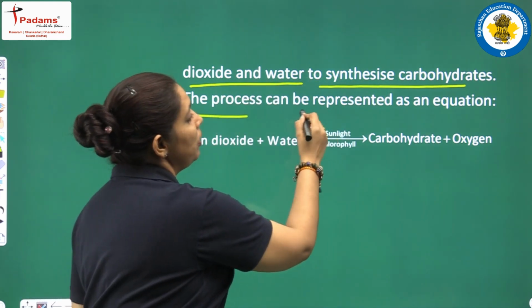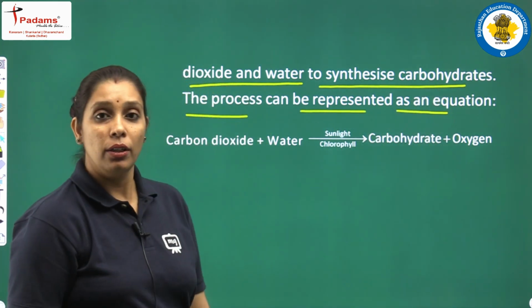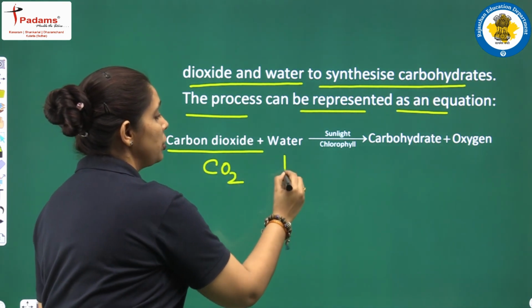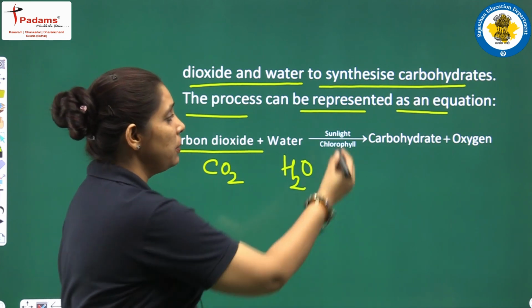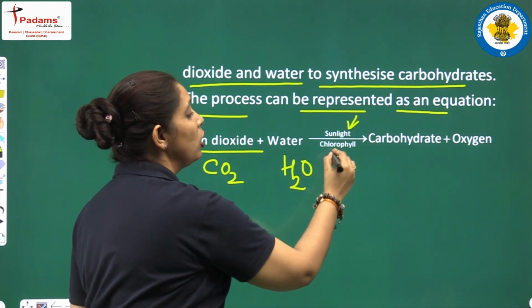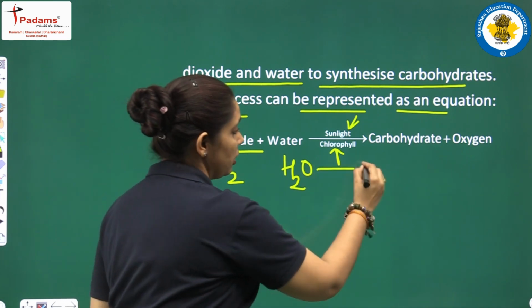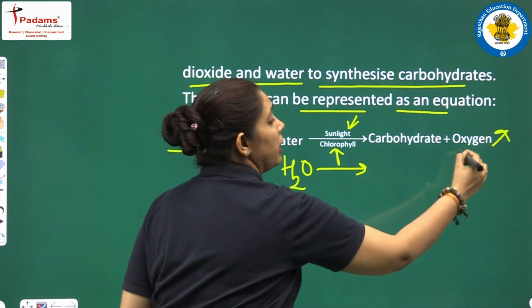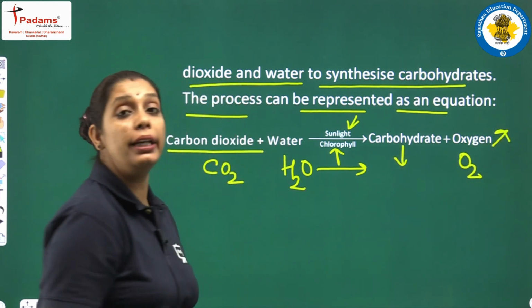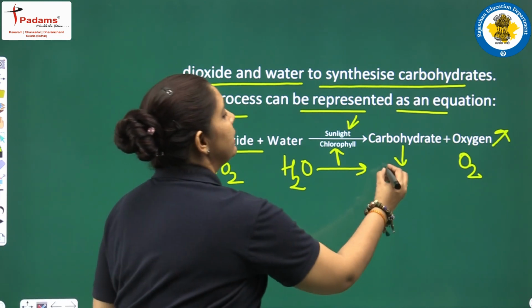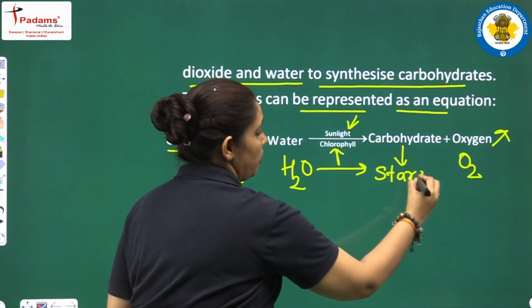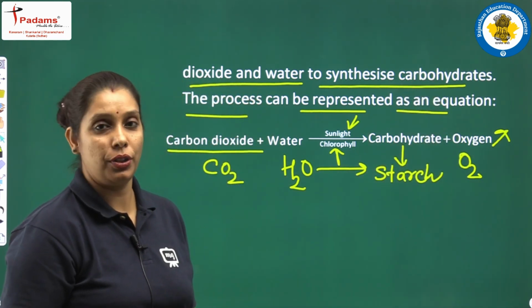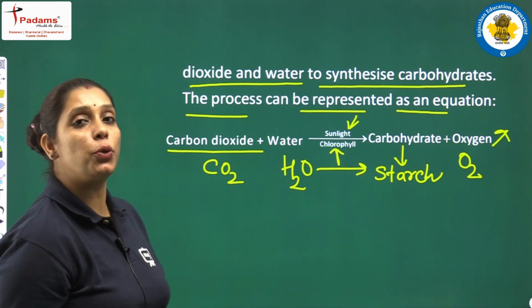The process can be represented as an equation. Carbon dioxide (CO2) and water (H2O), in the presence of sunlight and chlorophyll, produce carbohydrate and release oxygen, and this carbohydrate is stored in plants in the form of starch. सबको याद है? In this way, you have to write the answer of this question. Come on, let's discuss the next question.